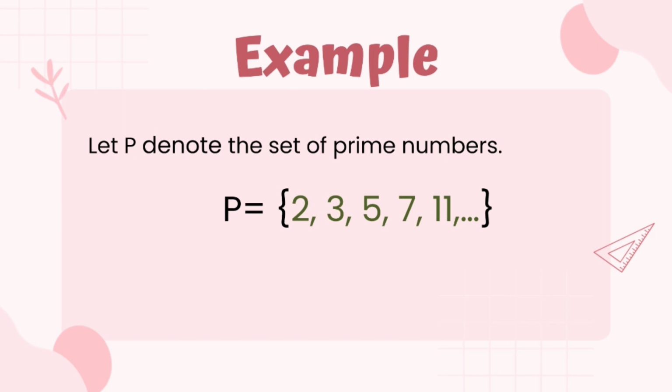Another example, let P denote the set of prime numbers. So P equals, and we start with 2, then we have 3, then 5, and 7 and 11, and again we have our ellipsis to say that the pattern continues indefinitely. So it's not a very difficult concept, you just have to know that a finite set is bound.